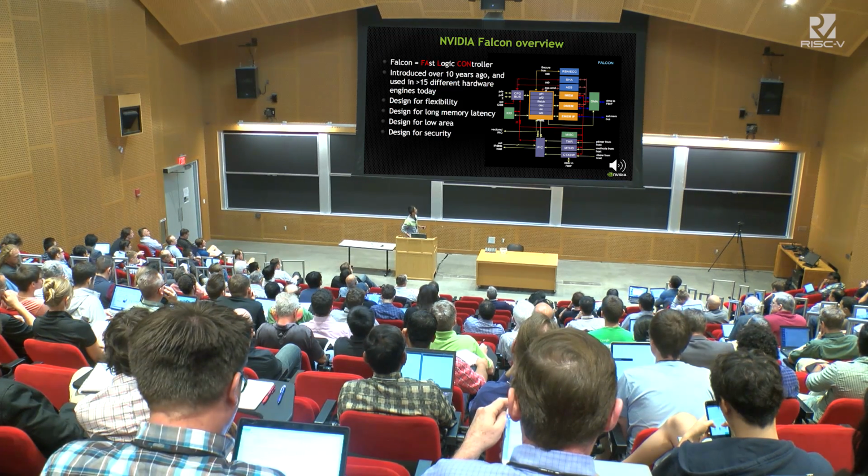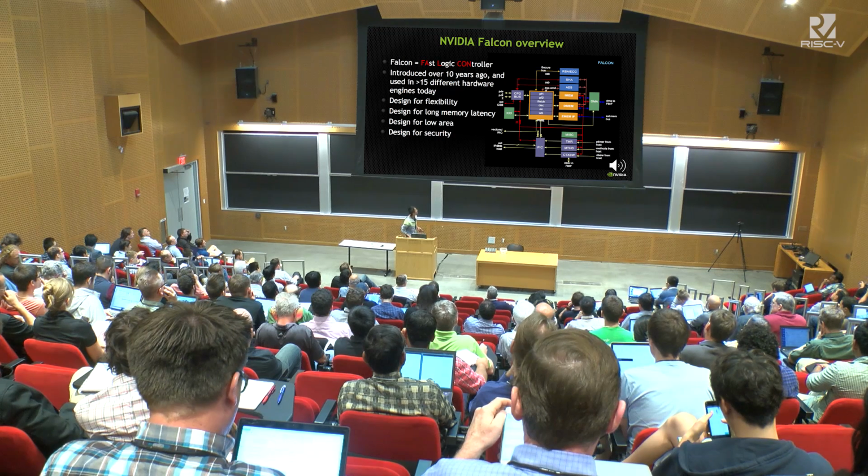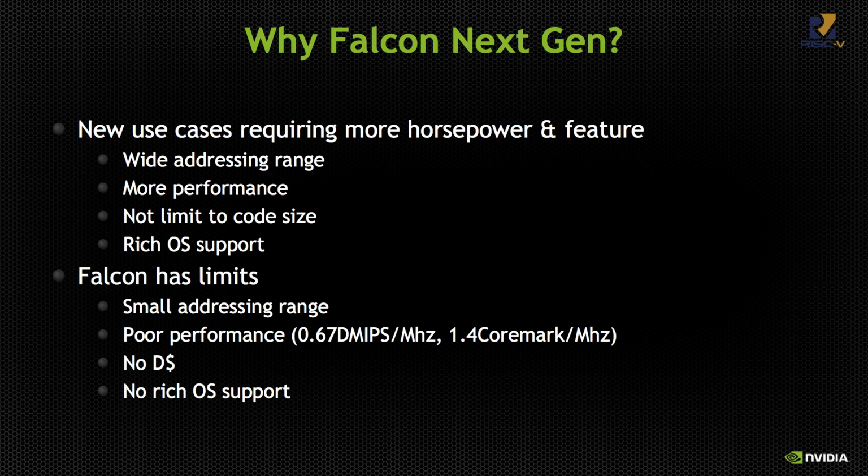So this is the Falcon core we're using today. Then why do we need the next generation of Falcon? So there are reasons for doing that. Like I mentioned in my last slides, this core is used in over 15 different places all over GPU and Tegra chips. There are many use cases. Some use cases are very simple, while there are new use cases requiring more horsepower and features from this simple embedded processor. The key requirements from our software team include a very wide addressing range.